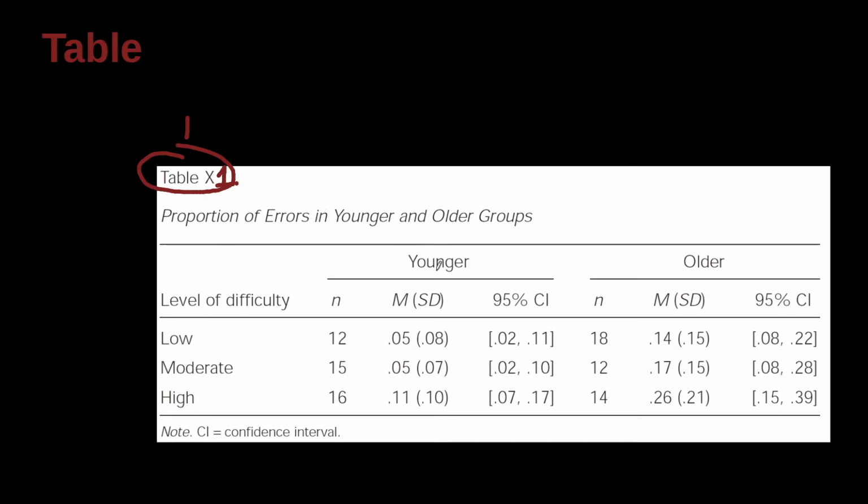And then we've got the stack here, the deck going on here. And then we've got younger and older, but then they're divided up into more data here. So we have the n, lowercase n, which is the subgroup size, the m, which is the mean, the standard deviation inside of parentheses, and then we have confidence intervals. And then down here we have low, moderate, and high inside of the body. And then we have a note down here, CI equals confidence interval.